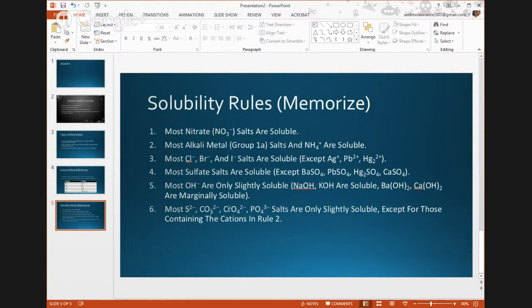And most sulfates, carbonates, chromates, and phosphates are going to be slightly soluble, except those that we talked about in Rule 2, which are going to be your group 1 elements. Those will be soluble in water. Now, as we look at this example of these rules, we need to be able to apply them. And so we'll get started by doing this.